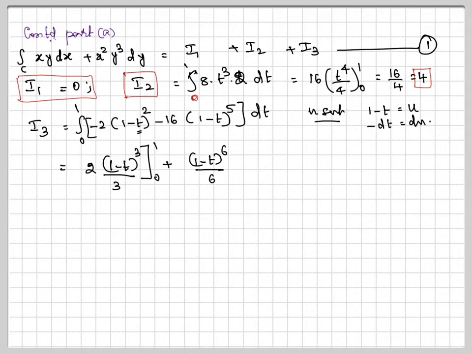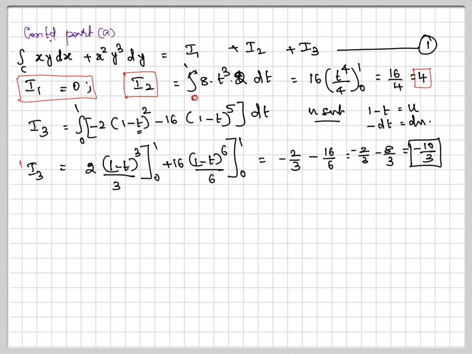So using that, we get negative 2 over 3 times (1 minus t) the whole cubed between 0 and 1. Then the second part of the integral is (1 minus t) to the power 6 over 6 times 16, all between 0 and 1. If you compute this value, you will see it to be negative 2 over 3 minus 16 over 6, which is negative 2 over 3 minus 8 over 3, which is equal to negative 10 over 3. This is what we got by the direct method, which is much longer.